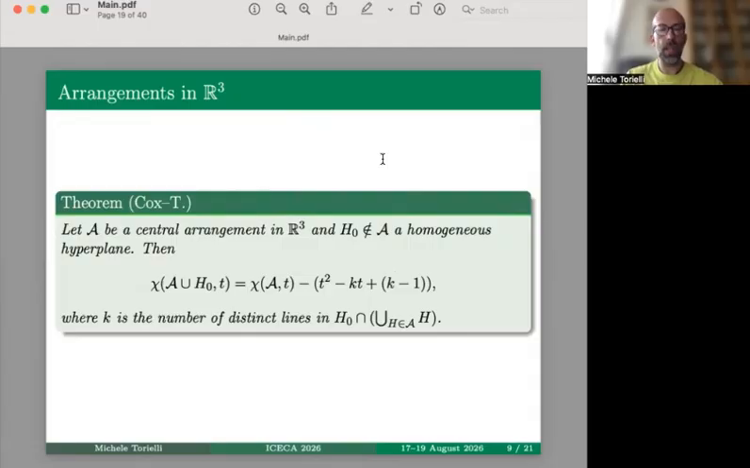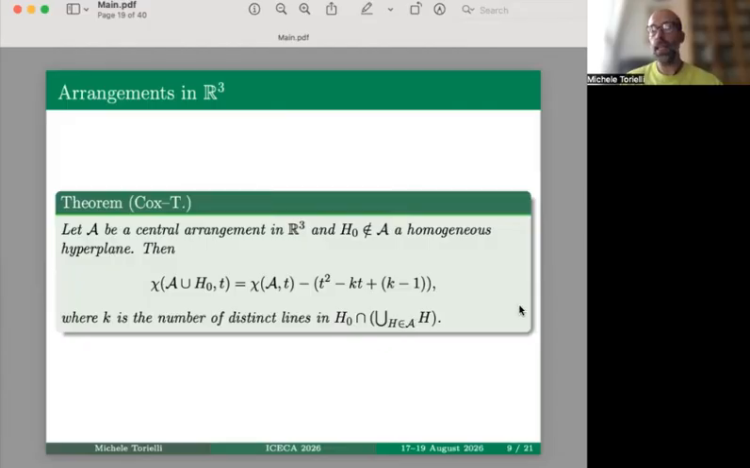So let's start with a simple case. If I take an arrangement A that is central in R^3, and I take a hyperplane h0 that is not in A, then I can easily compute the characteristic polynomial of A with this new hyperplane added, by knowing the characteristic polynomial of A. I just need to subtract the polynomial t squared minus kt plus k minus 1, where k is nothing else than the number of distinct lines in the intersection between h0 and all the hyperplanes in A.